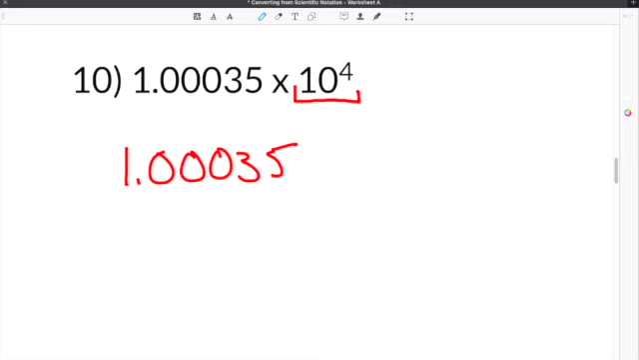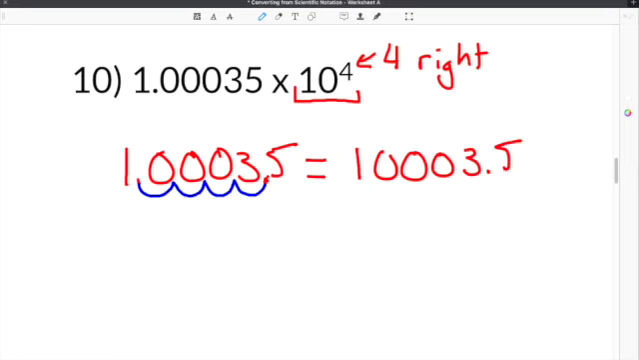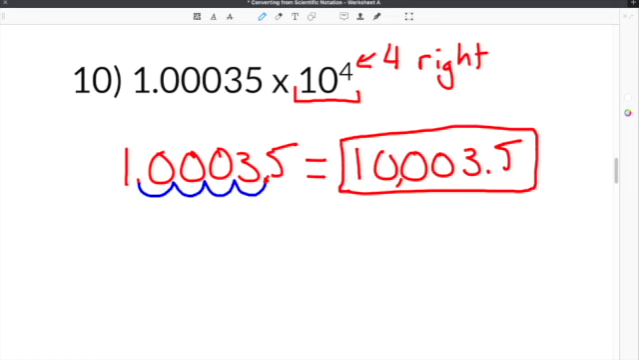Our power of 10 has an exponent of 4. We know we have to move it 4 times, and the 4 this time is positive, so we will move the decimal point to the right because the 4 is positive. So we take our decimal point and we go 1, 2, 3, 4 times to the right, and we will add our new decimal point. Then we're going to rewrite this in standard form. It will be 10,003.5, and that's going to be our answer.